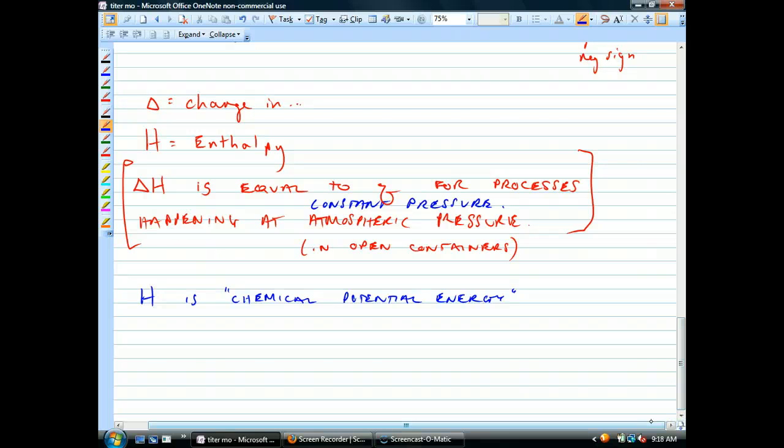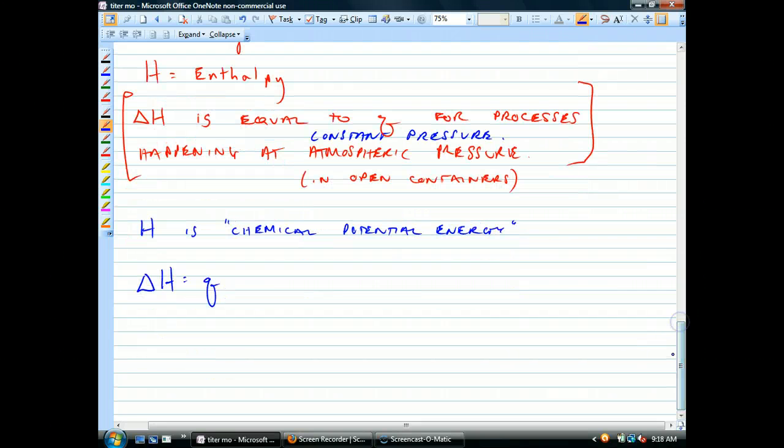Now if you look down here, you see H is chemical potential energy. So it makes sense, therefore, that delta H is equal to Q. Do you follow me? If there's a change in chemical potential energy, that difference is given off as heat. Let me show you this in a diagram.